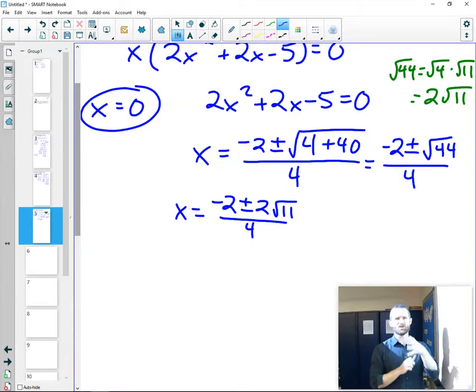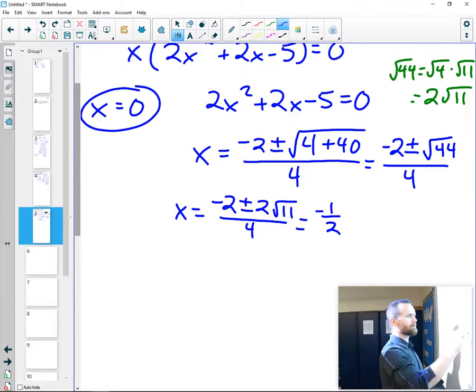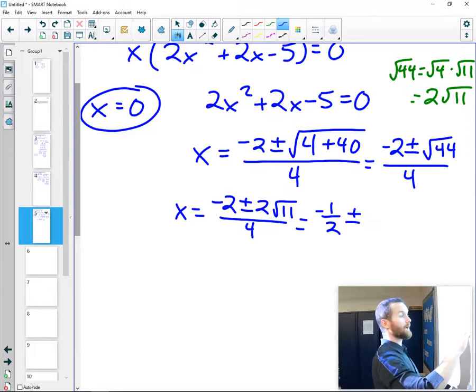I prefer to distribute the division and make it negative 2 over 4, which comes out to negative 1/2, plus or minus. Then the 2 divided by 4 becomes 1/2 again. Or actually, we can just write that as the square root of 11 over 2.